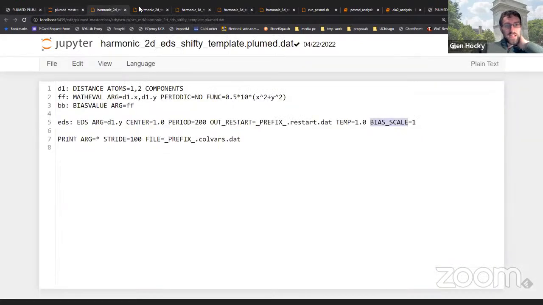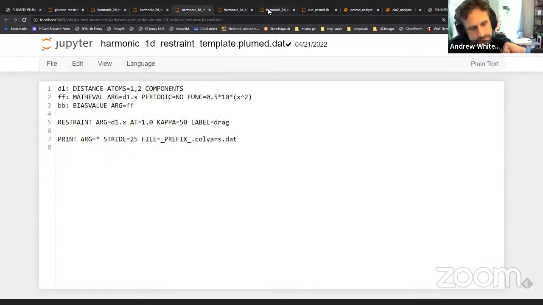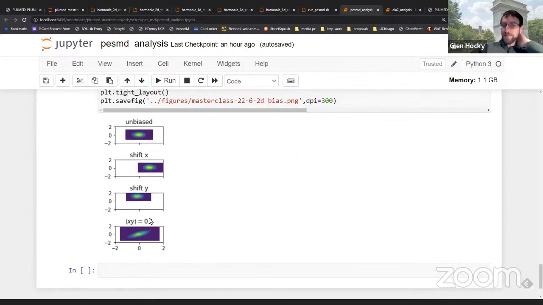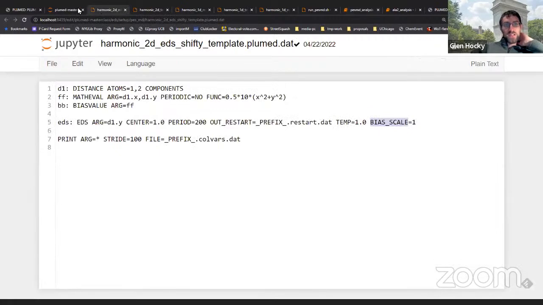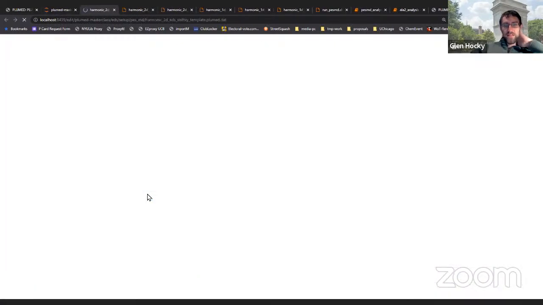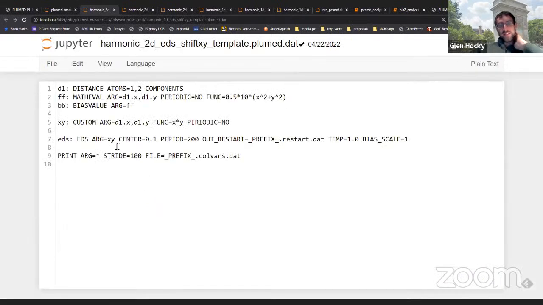Okay, so 2D is, as I said, pretty much simple. I showed one more complicated example here, where I still biased a single collective variable, but I made a new one called x times y, and it changes the skew of this distribution. So I thought that would be interesting to show.